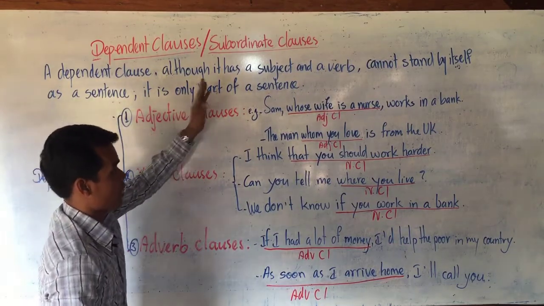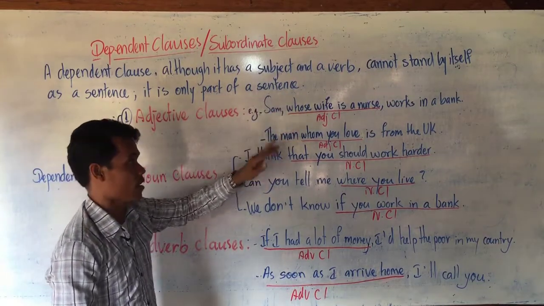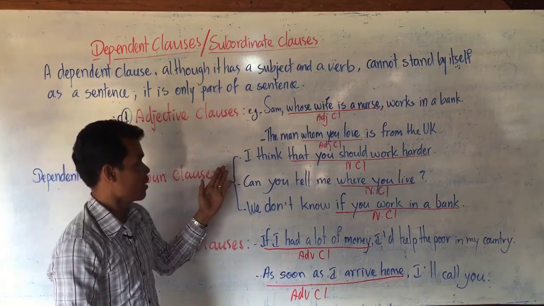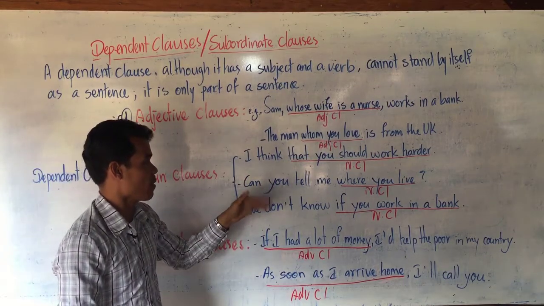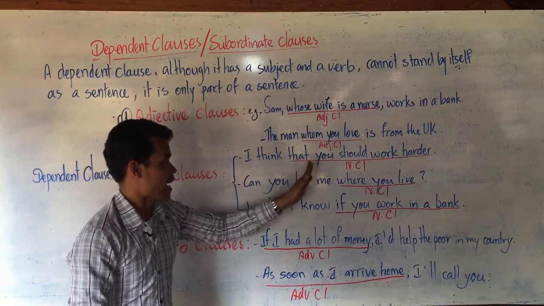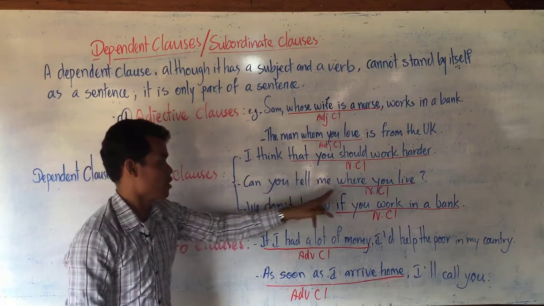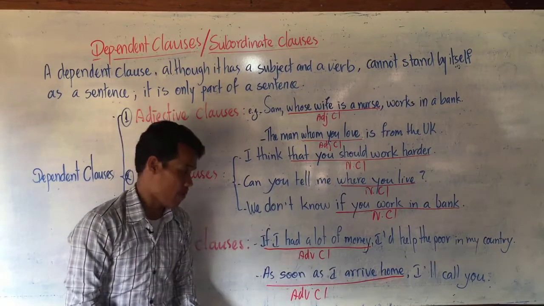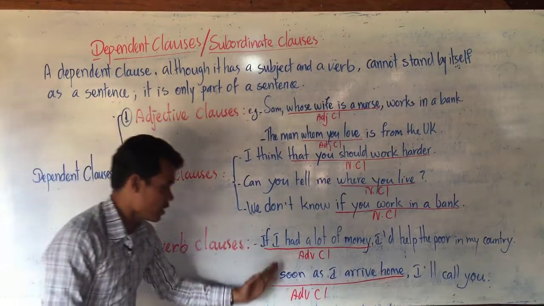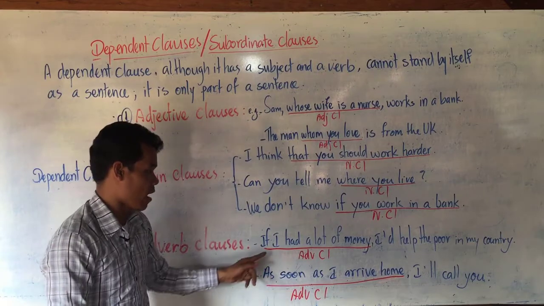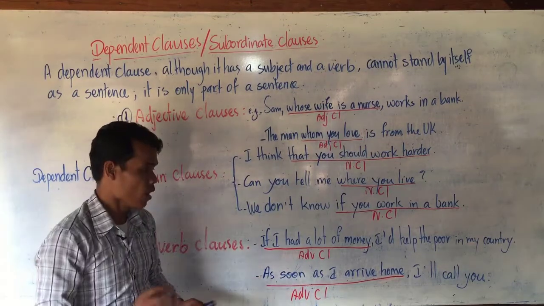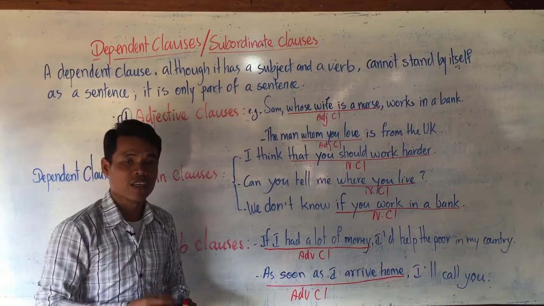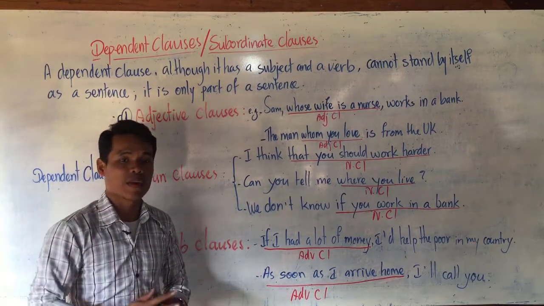Adjective clauses: here we have 2 examples of adjective clause. One clause with comma, the other without comma. For noun clauses, we have three examples of noun clause. One is that clause. Number two is WH noun clause, and number three is if or whether noun clause. And adverb clause, we have two examples here, adverb clause of condition and adverb clause of time. But adverb clause has more than two types. It can be 9, 10, 11, 12 or something like that.